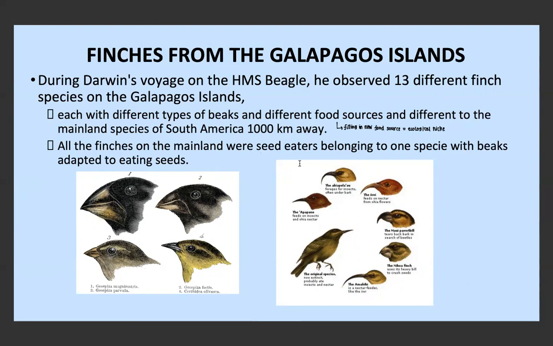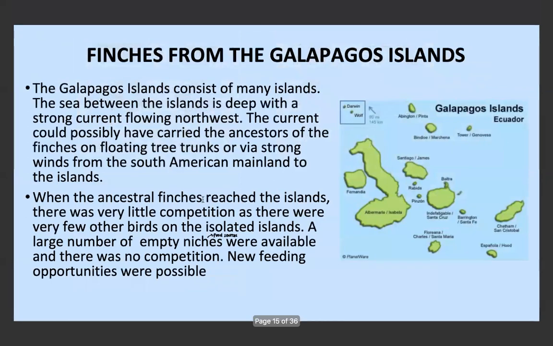All the finches on the mainland were seed eaters, and they belong to one species. Their beaks were adapted to eating seeds. However, the finches on the islands, some of them may have been seed eaters. Other ones, as we can see here, were insect eaters, nectar eaters, etc. So they differed depending on the food sources of the islands.